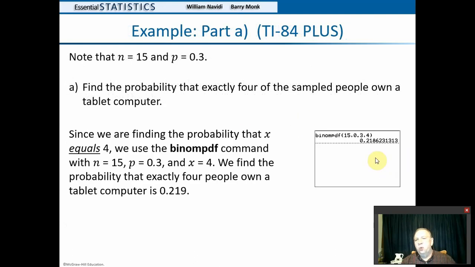So exactly 4 out of the 15 trials: binom PDF, 15 trials, probability 0.3, exactly 4. That would be 0.218623, and we would round it off to, let's say, 4 decimal places, 0.2186. If I did 3 decimal places, since the next digit is 5 or bigger, I would bump it up to 0.219.